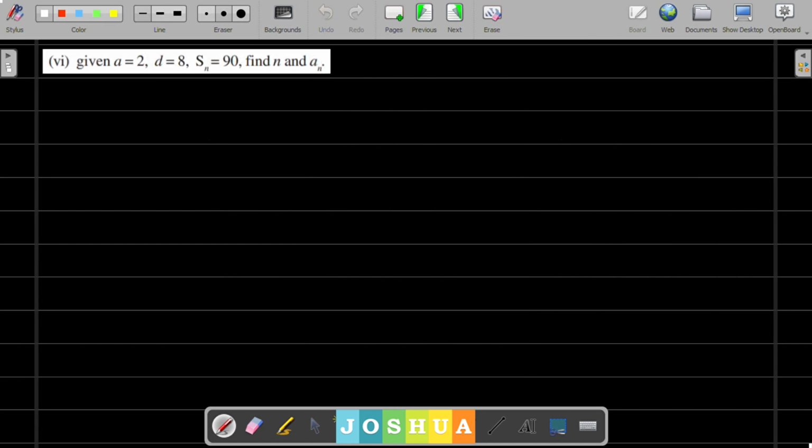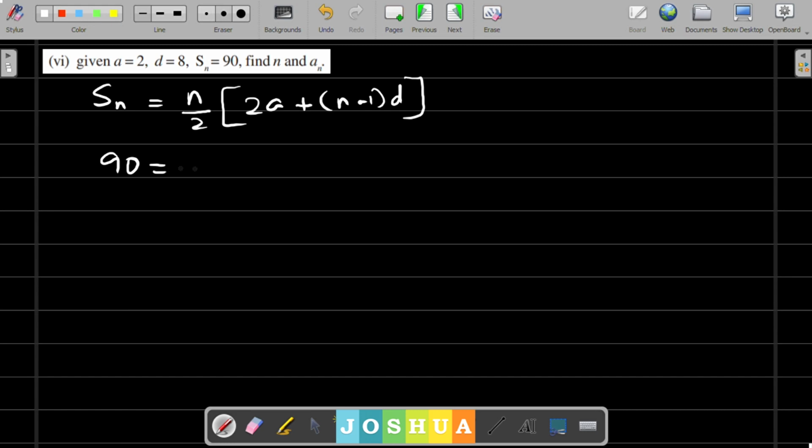Question number 6. Question number 6. a is given, d is given, Sn is given, and we have to find n and an. So I start with the Sn formula. What is the Sn formula? n upon 2 times 2a plus n minus 1 times d. I have selected this formula because I know the value of d and the value of a. So Sn in this case is equal to 90, but I don't know the value of n.